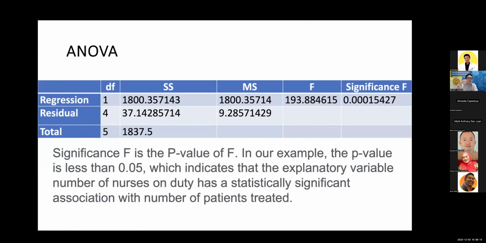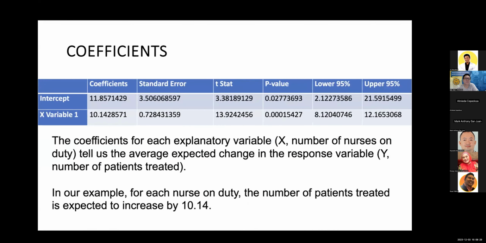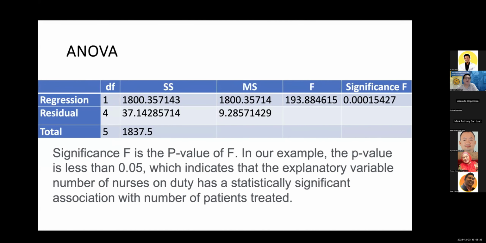Yes. So the important lang dito is the p-value of the F. The p-value is less than 0.05, which indicates that the explanatory variable, number of nurses on duty, has a statistically significant association with number of patients treated. So ito yung coefficients. Can you go back again, Doc Joe?